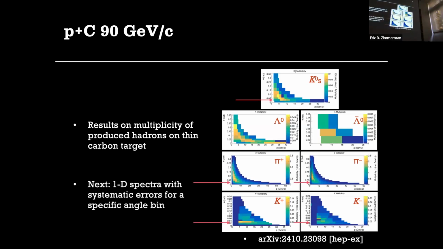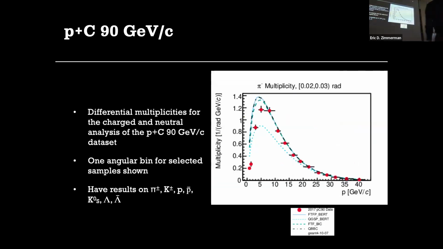Next I'm going to show you one-dimensional spectra for a specific angle bin. This one here is between about 20 and 30 milliradians. So this is the pi minus result in the 20 to 30 milliradian bin. From this, we're getting 5-ish% uncertainties on pi minus.